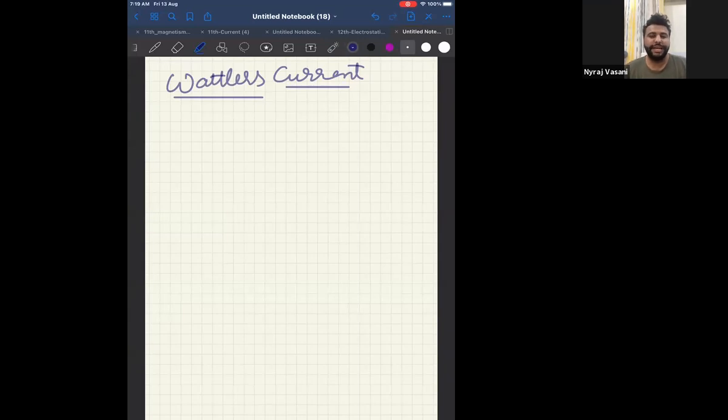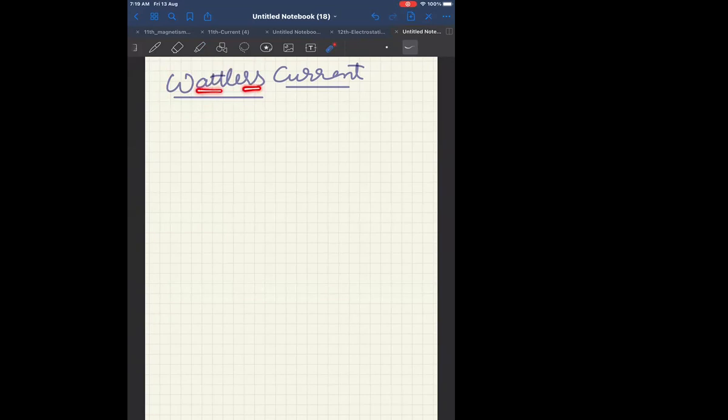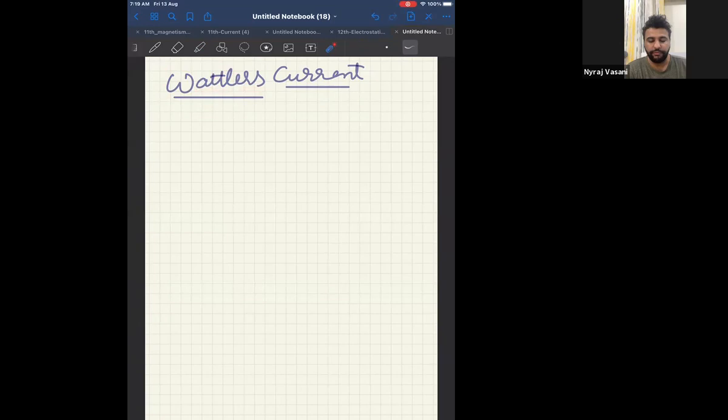See, wattless current, as the name suggests. Now listen to me carefully. You know what is the meaning of watt power, correct? What is the meaning of watt power? So what is the meaning of wattless? Can I say powerless current? Watt means power. So therefore, can I say a current which has no power actually means wattless current?